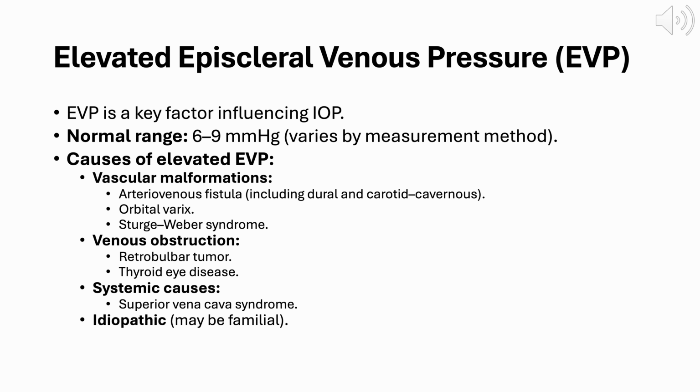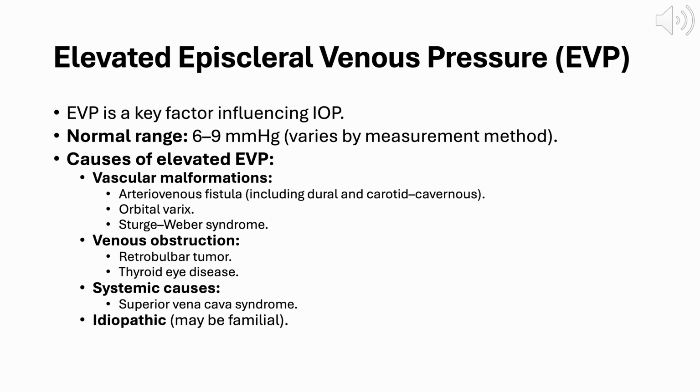Let's move on to another important concept: elevated episcleral venous pressure, or EVP. EVP is a major factor influencing intraocular pressure, and in a healthy eye, it typically ranges from about 6 to 9 millimeters of mercury, depending on the measurement method.